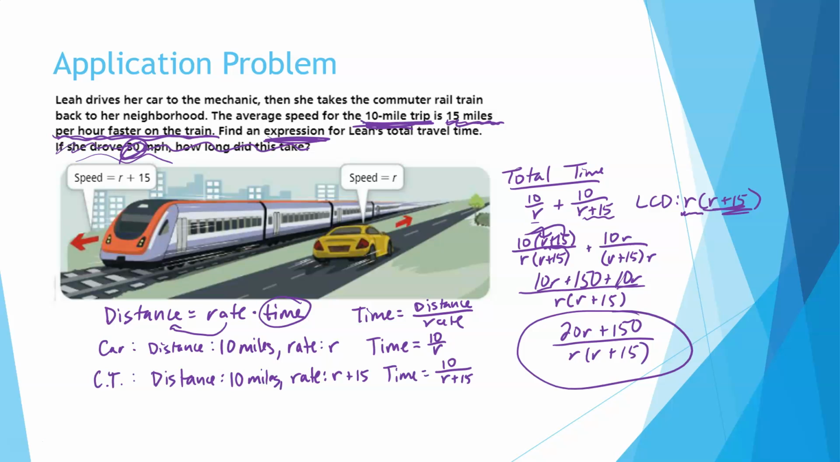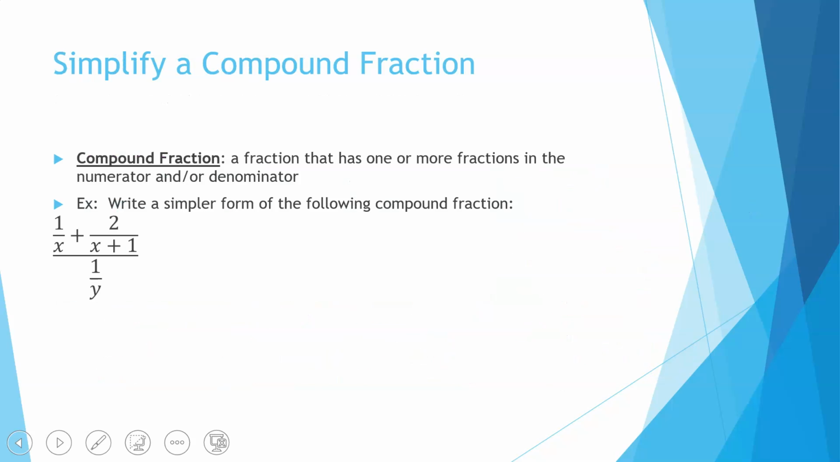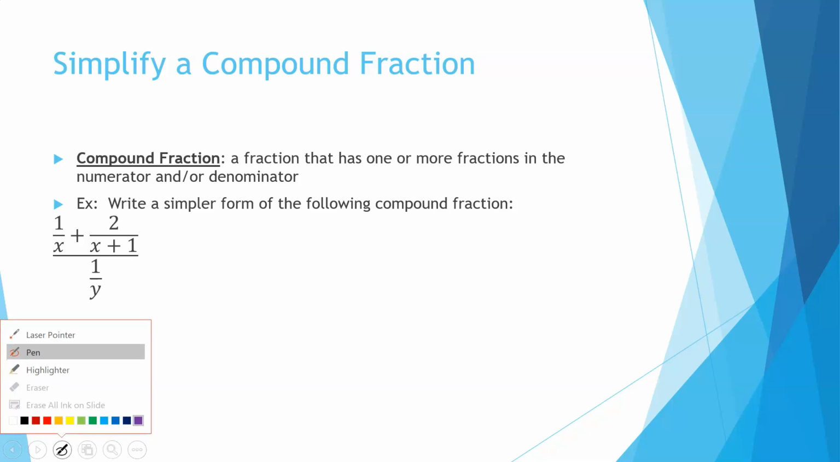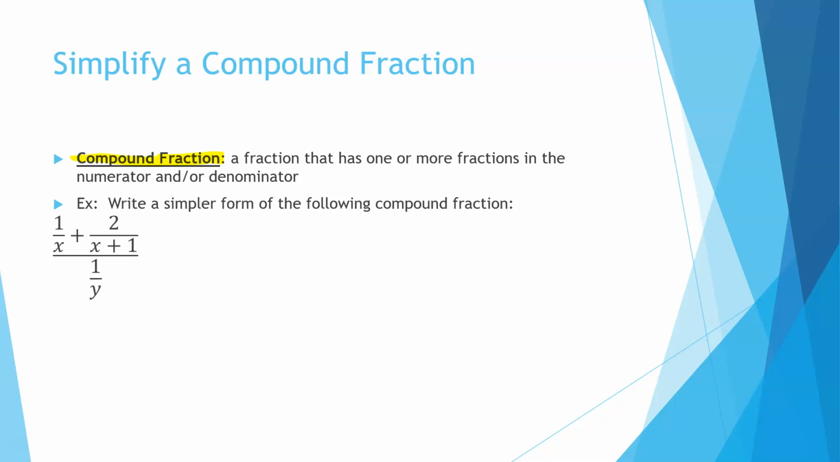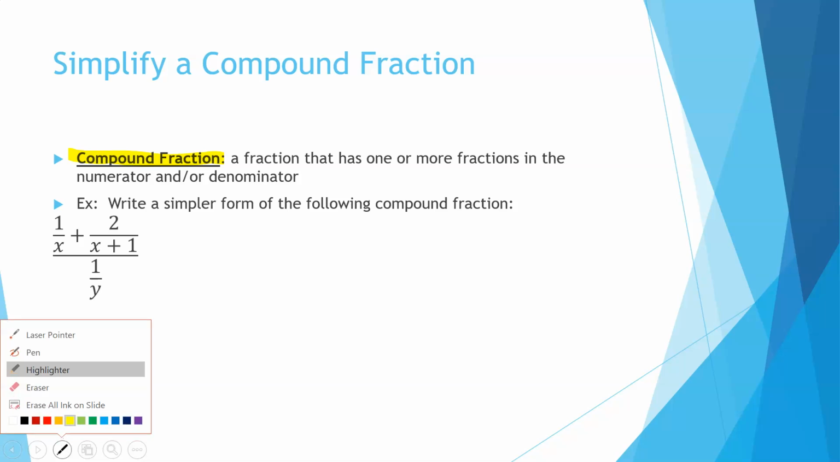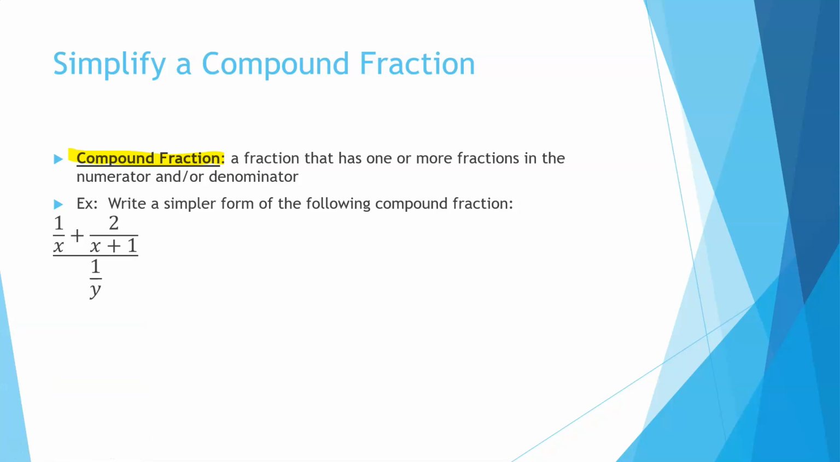Okay, so the last thing that we need to be able to do in this section is to be able to simplify a compound fraction. So first we need to make sure we know what a compound fraction is. A compound fraction is a fraction that has one or more fractions in the numerator and or denominator. So you're going to have fractions on top and fractions on the bottom. So the problem will look like this one right here. And the book gives two different strategies. I'm only going to talk about one.